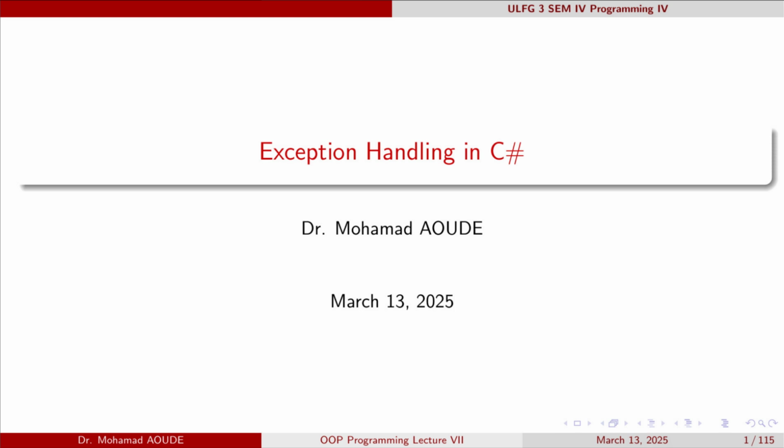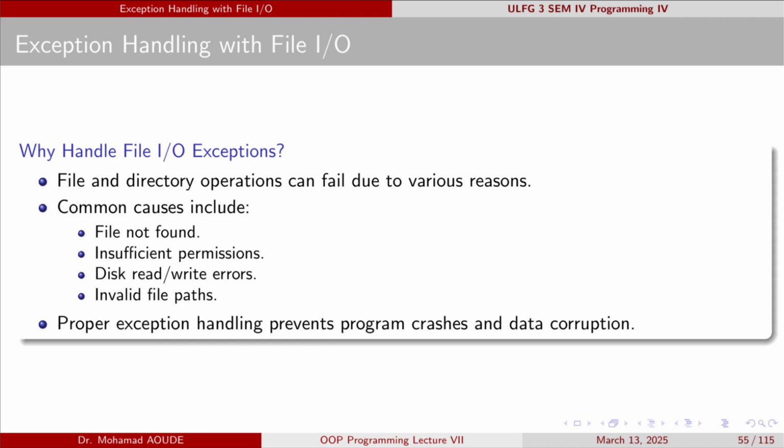Let's begin with file I/O, one of the most common sources of runtime errors in real-world applications. File and directory operations often fail. The file may not exist, permissions may be missing, or the path may be invalid. If we don't handle these cases, the program crashes or causes data loss. Proper exception handling prevents this by giving us safe fallback behavior and ensures stability and reliability.